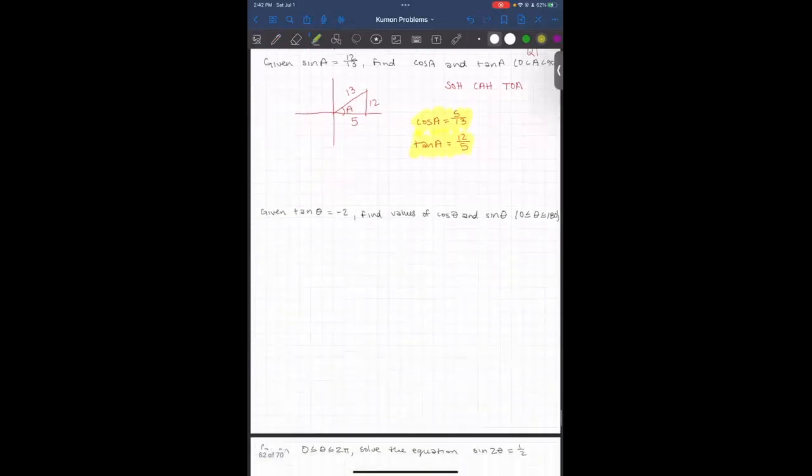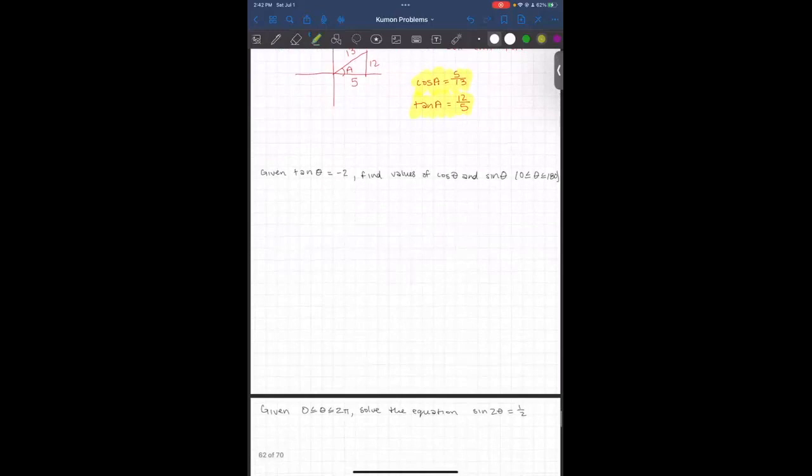Okay, for the next equation, we know that tangent theta is equal to -√2. We want to find cosine and sine theta, and we know that theta is greater than or equal to 0 and less than or equal to 180. That means that it's in the first 2 quadrants. We know that tangent is negative. Everything is positive in our first quadrant.